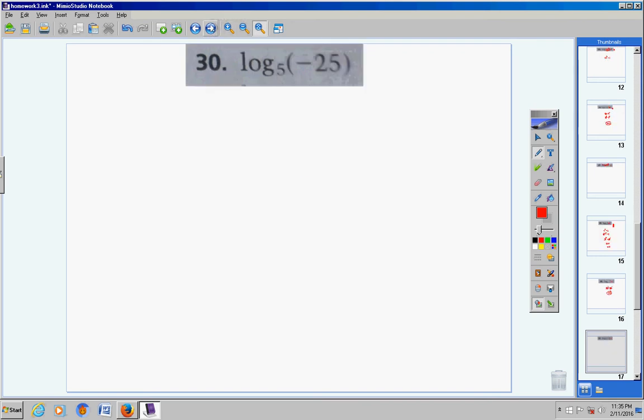Number 30. Alright, we do not know the answer, so let's set it equal to x and solve. Here we go. Here's my base, 5, and I raise that to the x power, and that equals a negative 25. Now, here lies the problem, and I hope you'll listen to me, okay? The answer to this is undefined, or no solution. Now let me show you why.